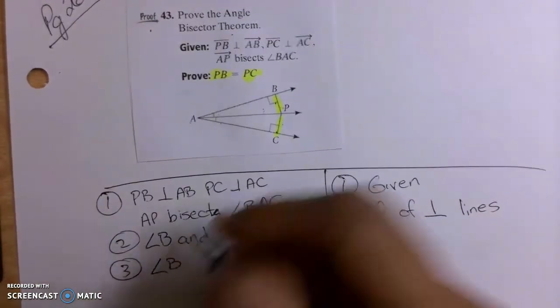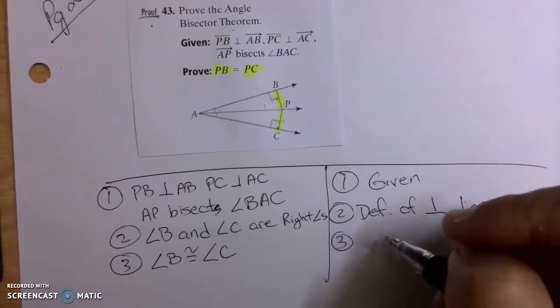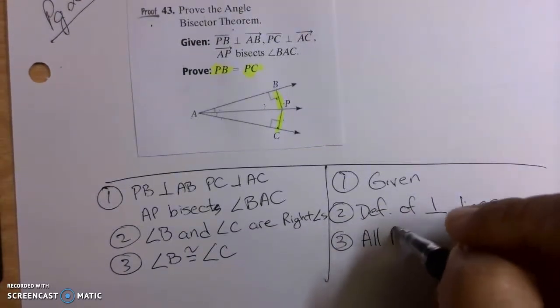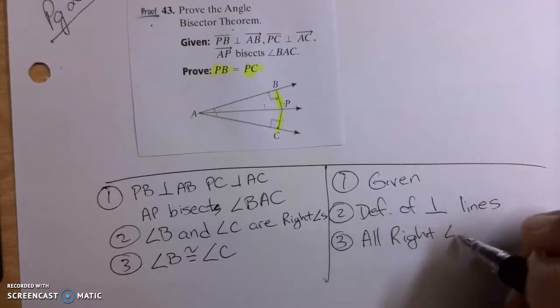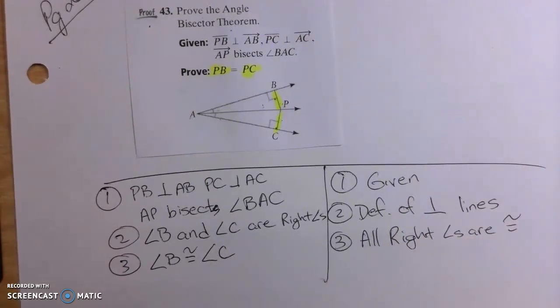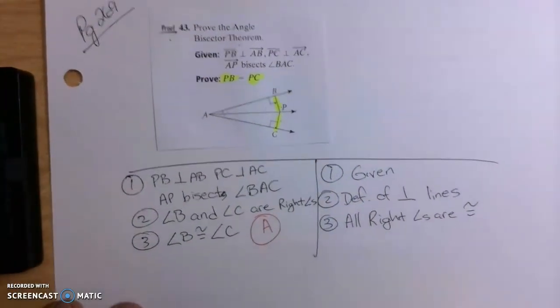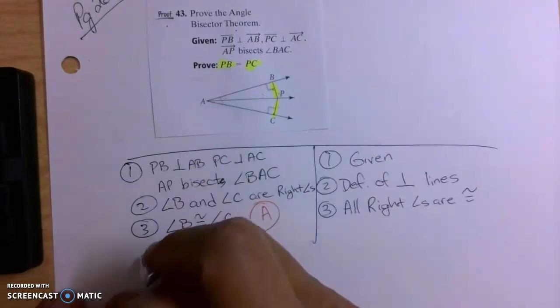I'm going to say angle B here, this right angle, is equal to angle C, and that's because all right angles are equal. And so now I've got my first congruent part. I've got an angle there. I'm going to need more than that. Let's go to these angles over here.